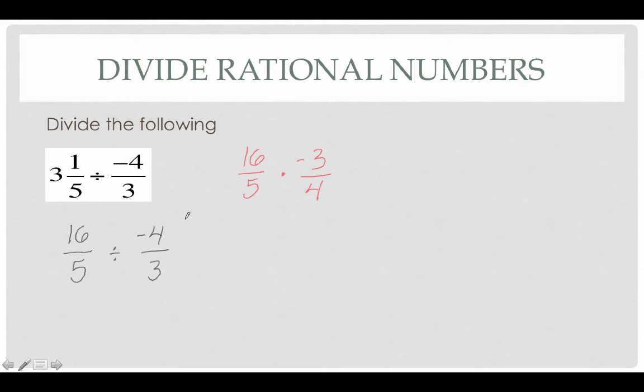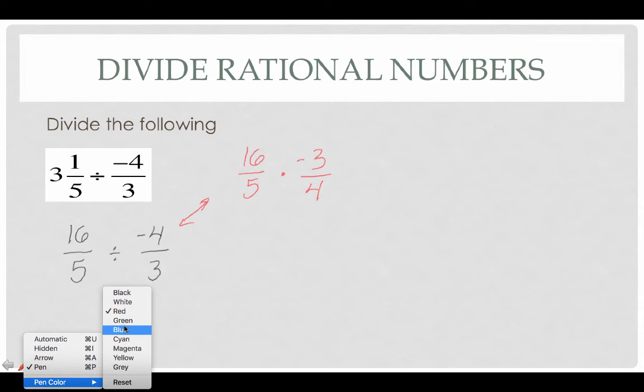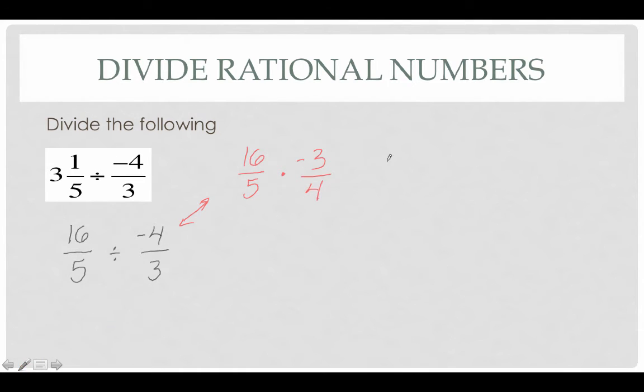These are the same problem. One is just written as a division problem, the other is written as a multiplication problem. But now we can multiply the numerators and denominators. Let's see what we got here. So 16 times 3 is going to be -48. Multiply the numerators there. 5 times 4 is going to be 20.